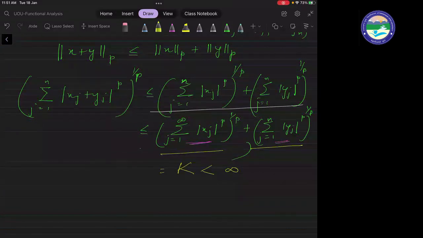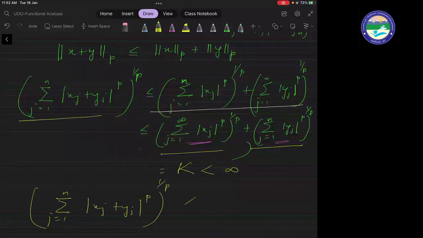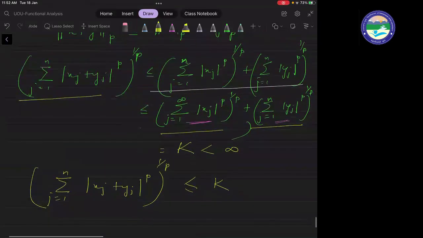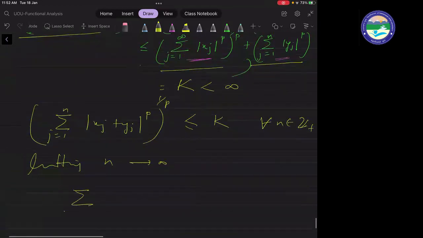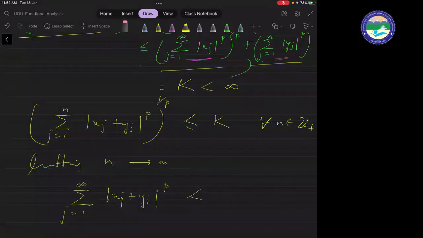Now what you do? This inequality, ये जो मैं लिख रहा हूँ फिर से, summation j from 1 to n |xj + yj|^p whole to the 1 by p less than equal to k, and this is true for all n in Z plus, correct? Now letting n goes to infinity, क्या मिलेगा? summation j 1 to infinity |xj + yj|^p is finite मिलेगा. Finite means this is exactly less than equal to k मिलेगा, which is finite.